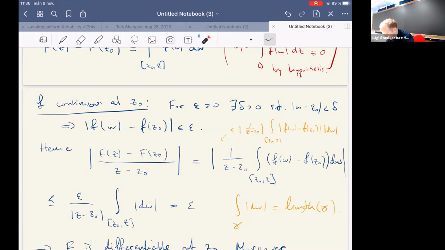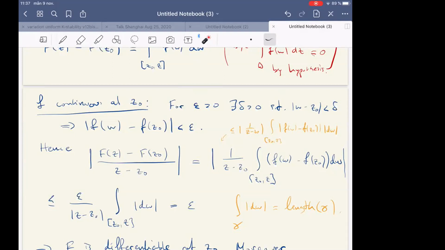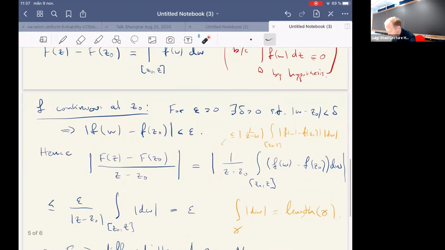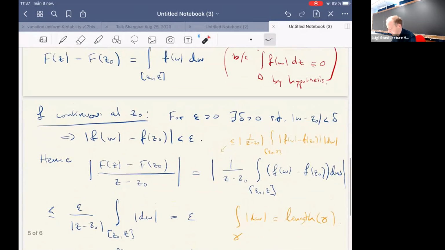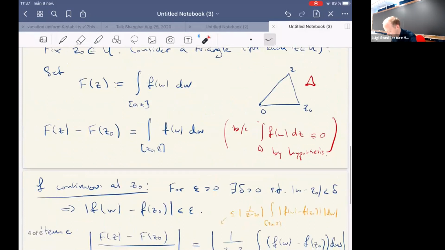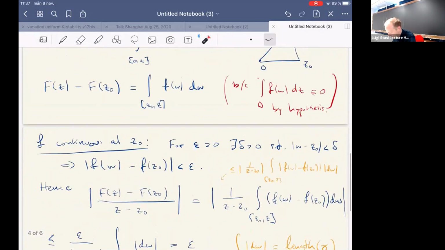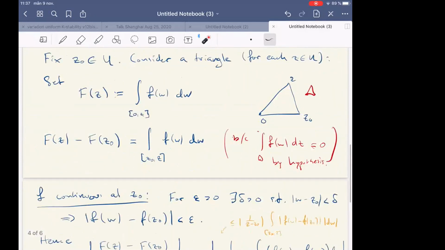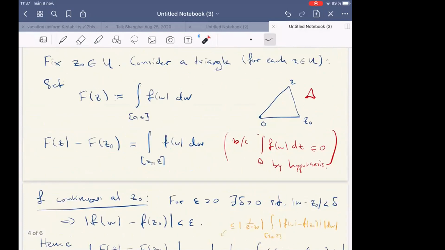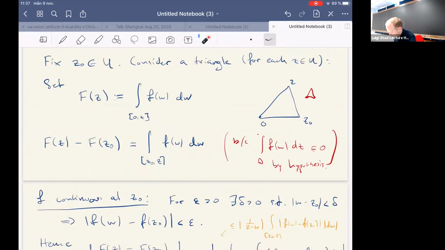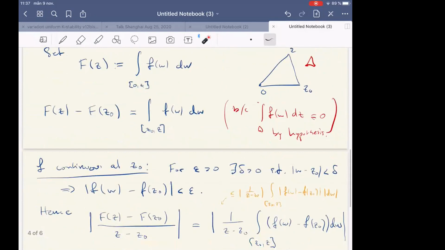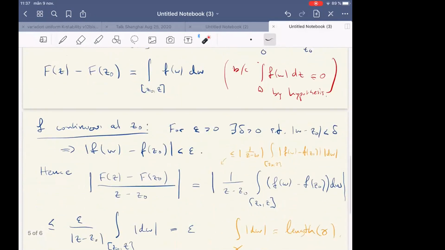Why do we have minus f of z0? Yeah, you're right. Wait, hang on. It's because of f of z0. Now, I wrote this over a week ago, so let's see if I can remember why I wrote it. But f of z0, it has... Yeah, you're probably right. Now we have to subtract f of z0 and add f of z0.